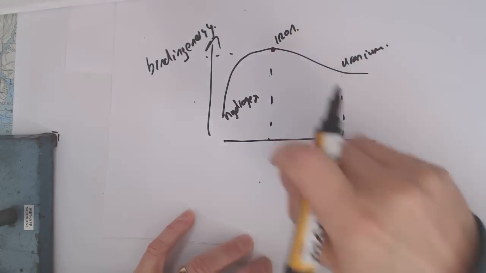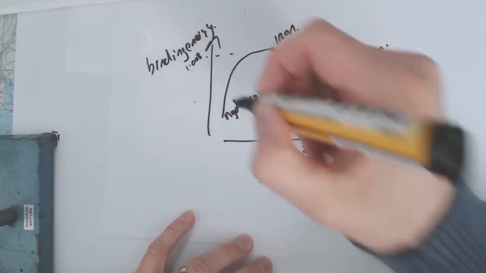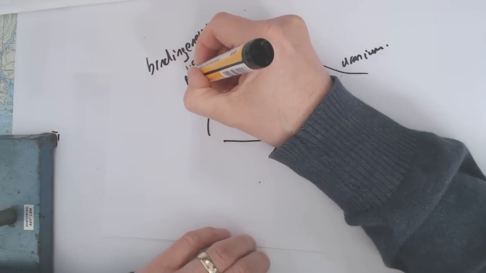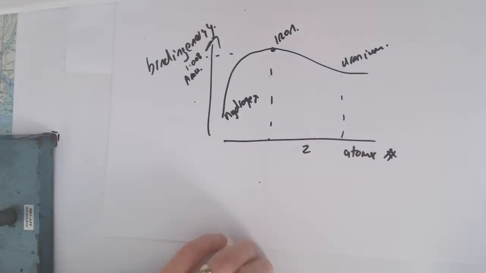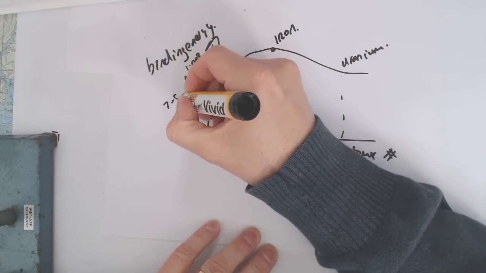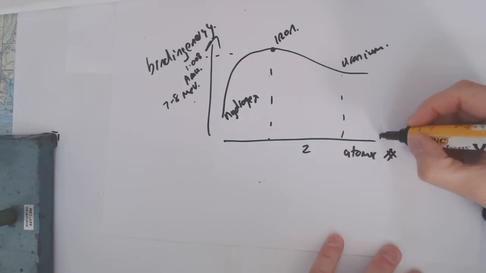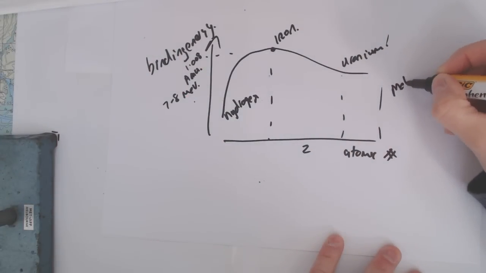So up at this end here, we've got a binding energy of maybe 1.008 atomic mass units. So like I said before, we can do this in terms of atomic mass units, or we can do it in terms of mega electron volts. So that would come out at 7 to 8 mega electron volts if you do the conversion. So you can have both scales. You might have atomic mass units over there and mega electron volts over here. That would help show you what's going on.